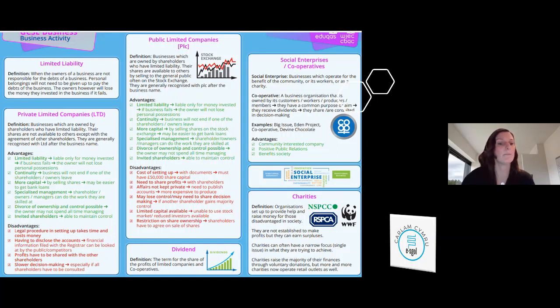So advantages with that: you've got limited liability, you've got continuity, so that if the owner dies, the business can continue. You've got more capital. Maybe you've got specialised management where managers can do what they're skilled at, and you can invite shareholders to become members of the company. Legal procedure in setting up takes time and costs money, which is a disadvantage.